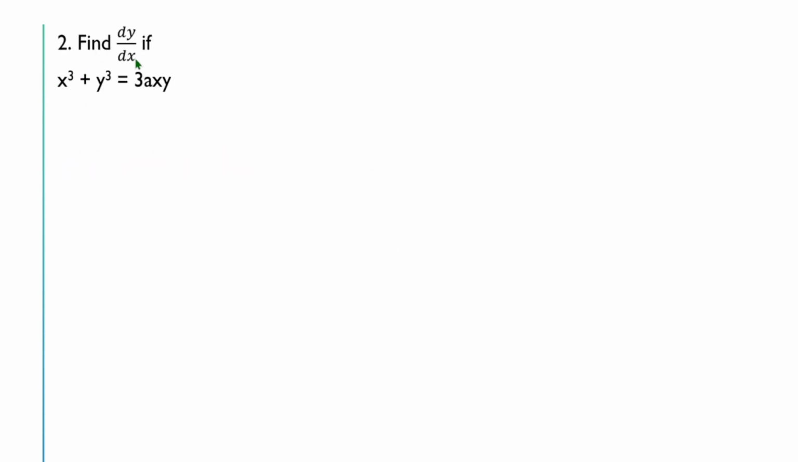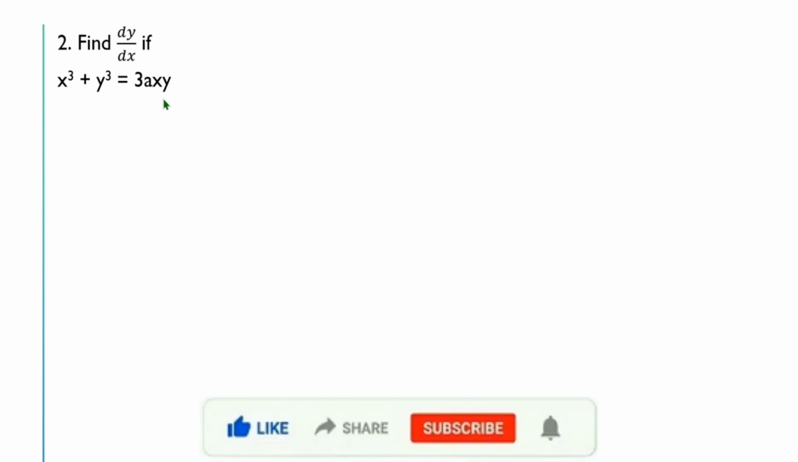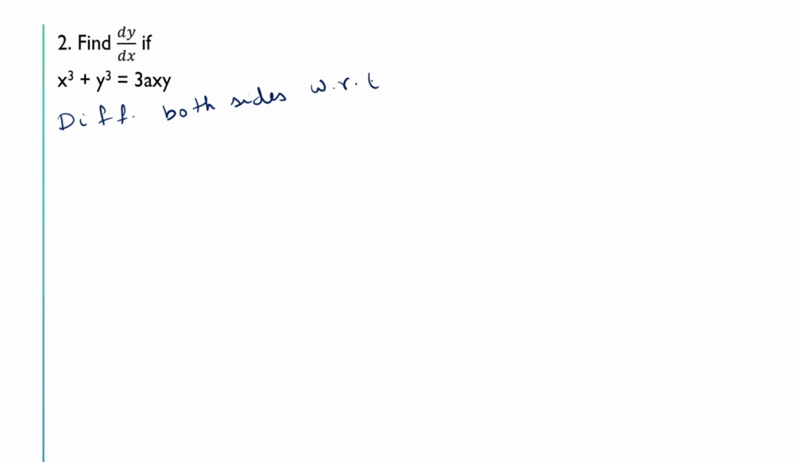Next question, find dy by dx if x cube plus y cube equal to 3axy. So differentiating both sides with respect to x, we get 3x square plus 3y square dy by dx is equal to 3a into y plus x dy by dx.